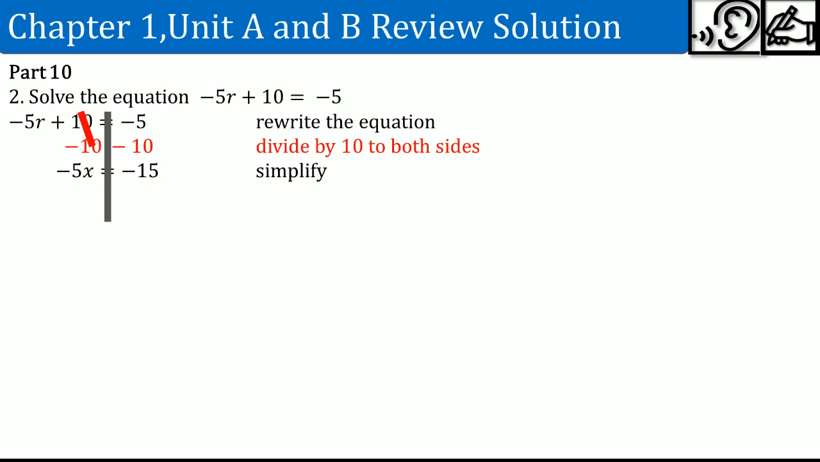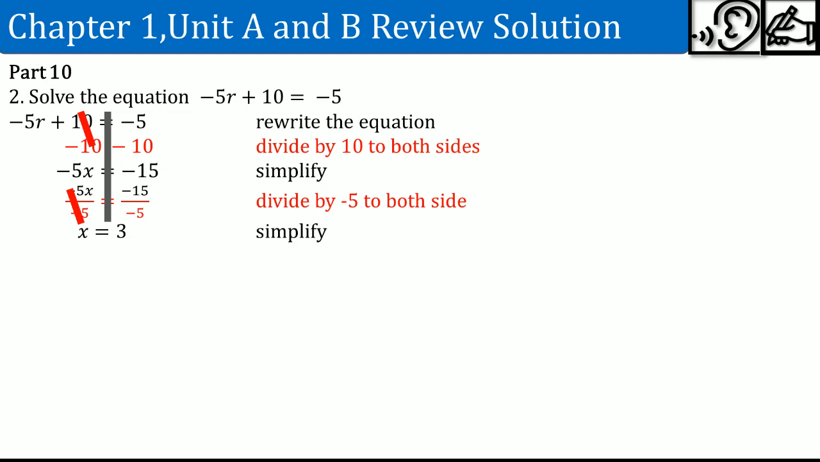Currently, on the left-hand side, the negative 5 is attached to the x via multiplication. So you're going to divide by negative 5 to both sides. In that process, negative 5 divided by negative 5 becomes a 1, getting you an x on the left-hand side. And on the right-hand side, negative 15 divided by negative 5 is 3.